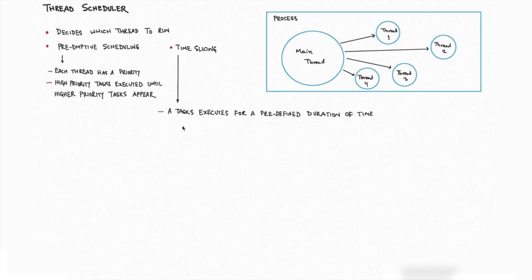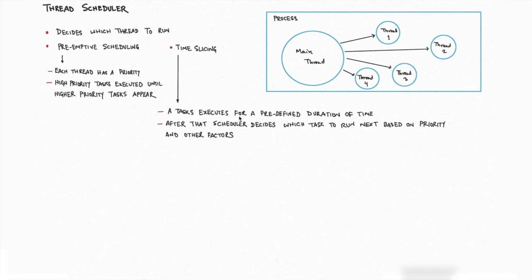For time slicing, a task executes for a predefined duration of time. After that, it goes to the runnable state, and a different thread comes in and is executed for a small amount of time, at the end of which that thread goes back to a runnable state and a different thread is executed for a predefined duration of time, and so on. So once a thread is executed for a predefined duration of time, after that the scheduler decides which task it will run next, and that depends on many different things, including priority and other factors.